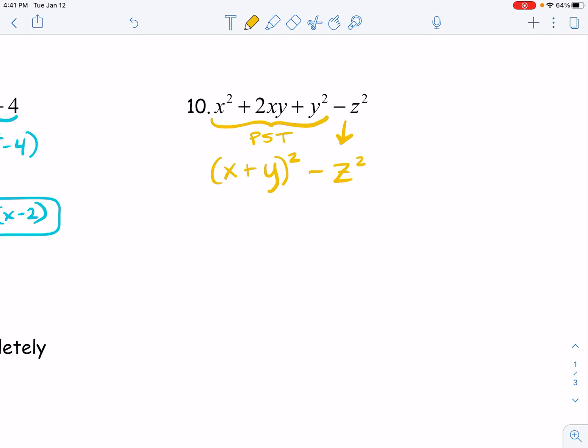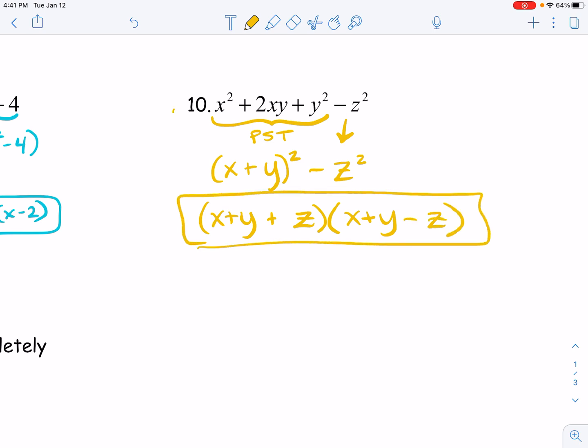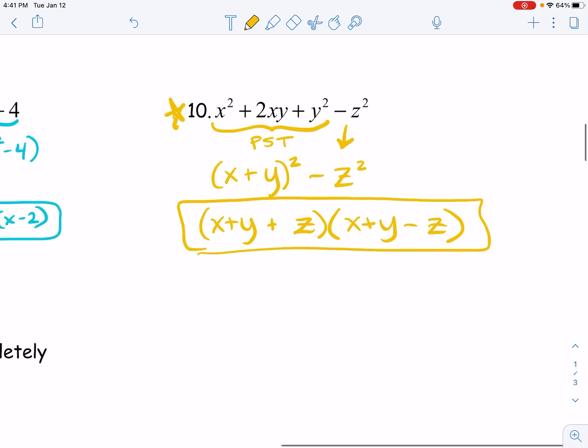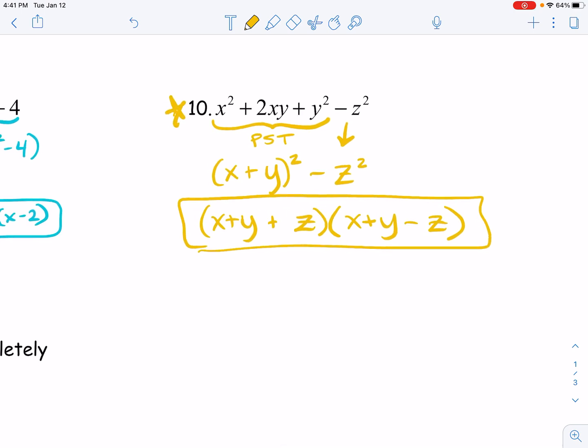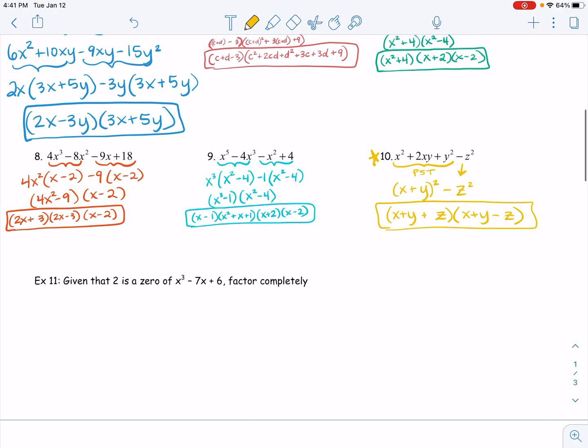So now I have something squared minus something squared. Well, that is the difference of squares. How do we factor the difference of squares? I take the root of the first, I take the root of the last, one is positive, and one is negative. And that's it. Okay, this one was a little different, a little strange. But those 3 variables should have kind of thrown you off. And then looking at the first 3 terms, hopefully you recognized immediately that that was a perfect square trinomial.